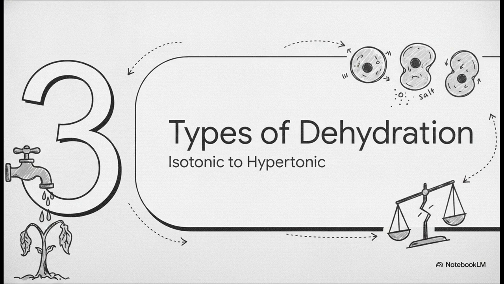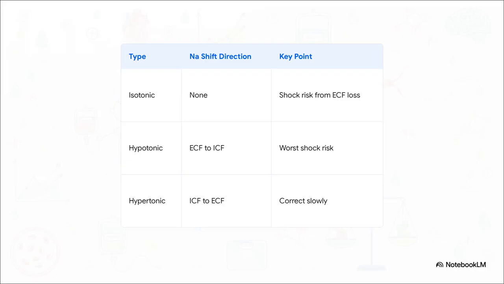Section 3, the types of dehydration. Dehydration isn't just about losing water, right? It's about the relationship between water and sodium and how that creates an osmotic pull between fluid compartments. Isotonic dehydration is the most common one. Water and sodium are lost equally, so blood sodium stays normal, but circulating volume drops, creating a shock risk. But things get way more complex and dangerous with hypotonic and hypertonic dehydration.